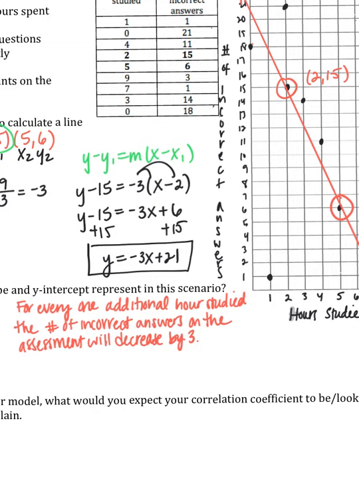All right, let's look at our y-intercept. Our y-intercept is (0, 21). And how we interpret this is when x is 0, what happens to y? So let's check this out. If you study 0 hours, so if x is 0, then you will miss 21 questions, or actually I'm going to rephrase this a little bit differently.